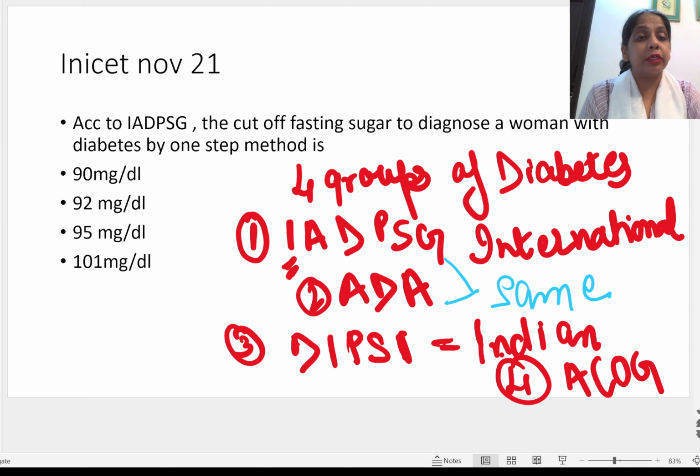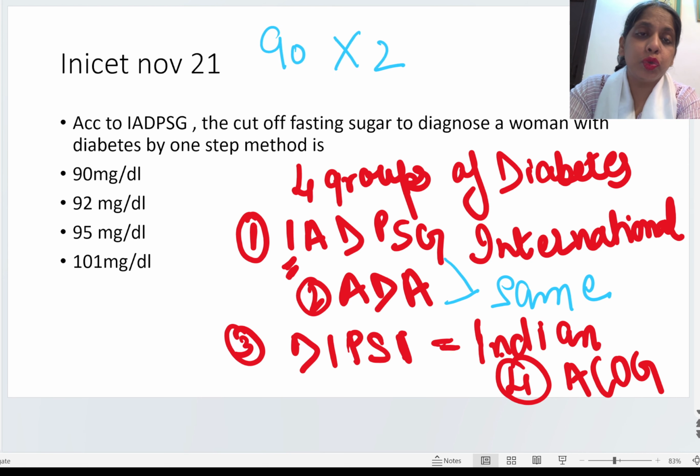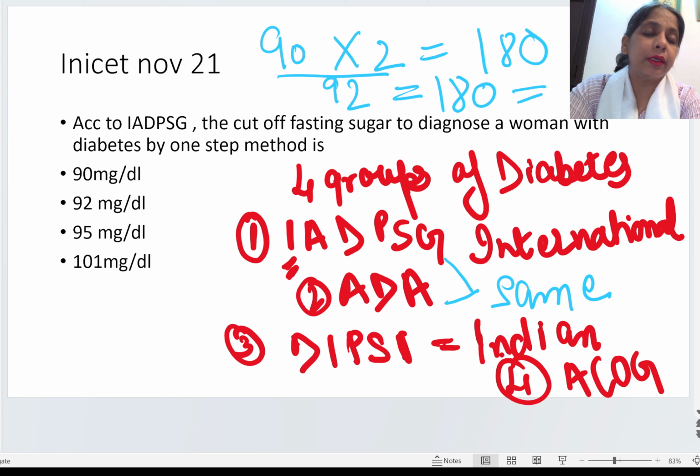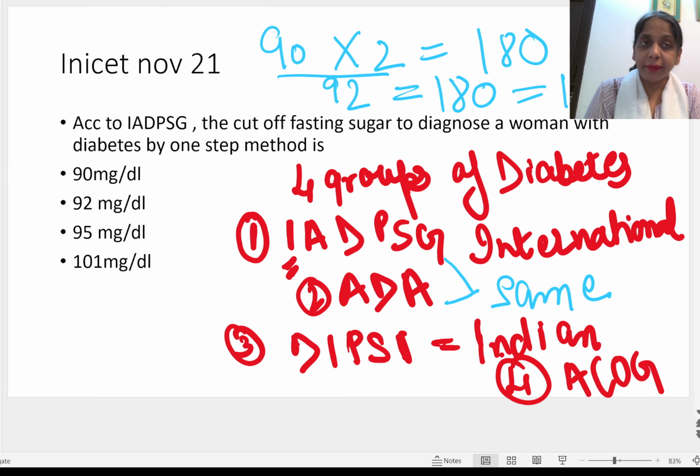I always say that there are some things that you can't skip learning, skip the rectification. The one thing is diabetes values. So those who are like me, who forget very easily, just listen. It is 92, and the 1 hour value is 180. You can remember it like this: 90 into 2 is equal to 180. So the fasting is 92 and the 1 hour is 180. Then the 2 hour is 153, or 140 in DIPSI.